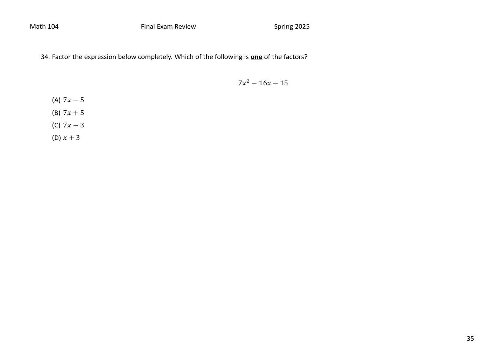Factor the expression below. Which of the following is one of the factors? So I've got 7x squared minus 16x minus 15. Now, 7 does not go into 16 or 15, so I can't pull out a greatest common factor. So I'm going to have to try to double bubble this directly.